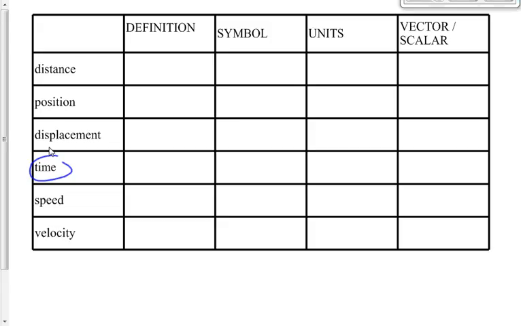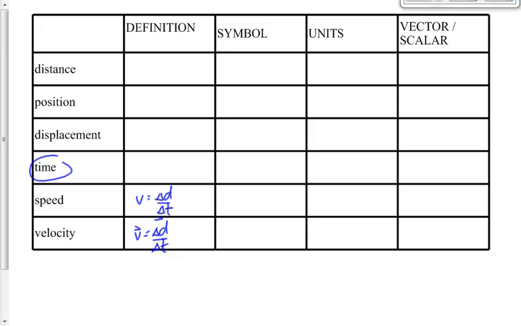Speed, however, we defined as how fast something moves. That's easy enough to define. Velocity is the rate of change of position. Now, based on the definition for speed, we can write an equation for it. V is equal to delta d over delta t. Based on the definition for velocity, we can write an equation for it. Delta d with the arrow over it divided by delta t.